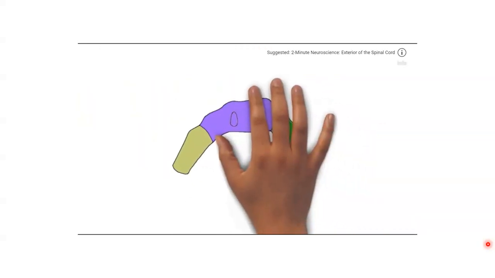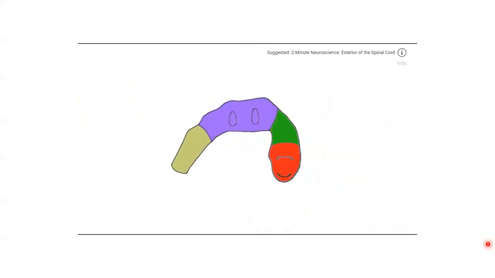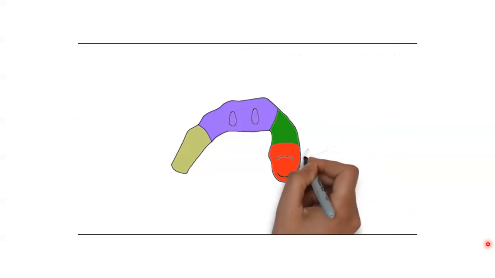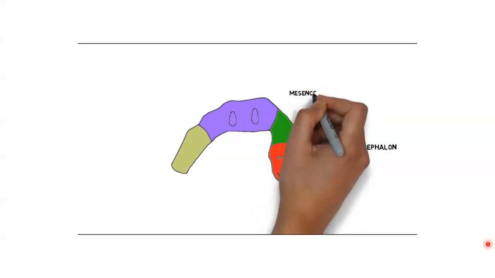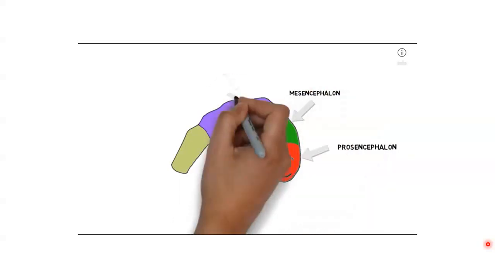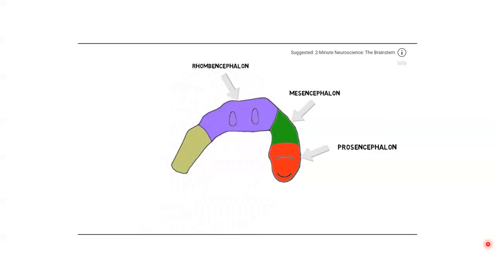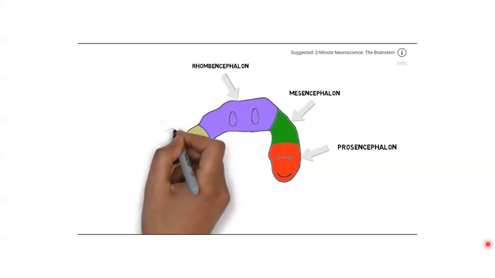As the neural tube closes, bulges and bends begin to appear and they gradually become more noticeable. During the 4th week, there are 3 of these bulges present. They are called the primary vesicles. They are the prosencephalon, which will eventually form the cerebrum, the mesencephalon, which will eventually become the midbrain, and the rhombencephalon, which will eventually become the rest of the brainstem and the cerebellum. The end of the neural tube will form the spinal cord.